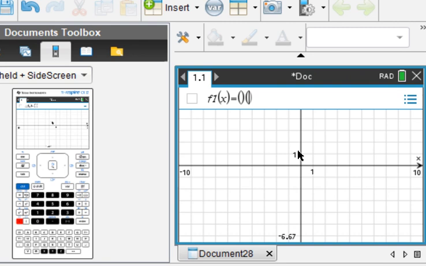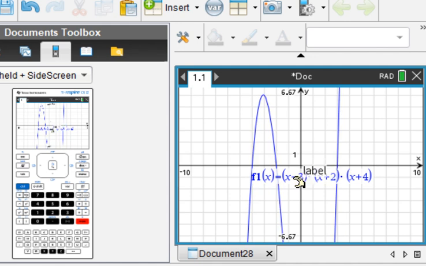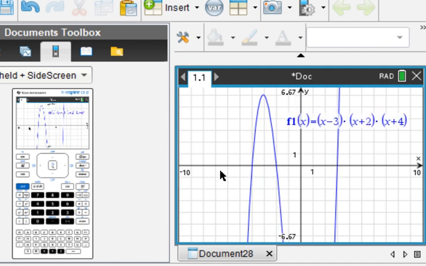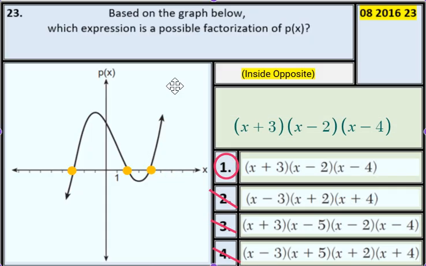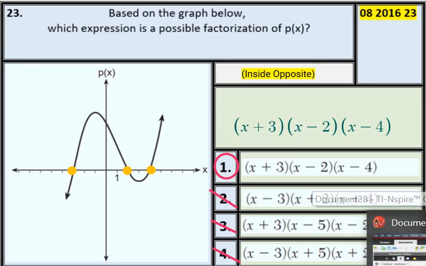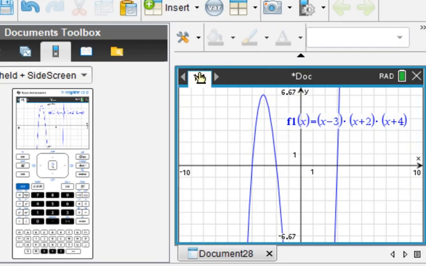So parentheses, x minus 3, x plus 2, x plus 4. And graph, does this graph look like the same answer? We've got 2 intercepts on the left of the y-axis and only 1 on the right. See how it's backwards?